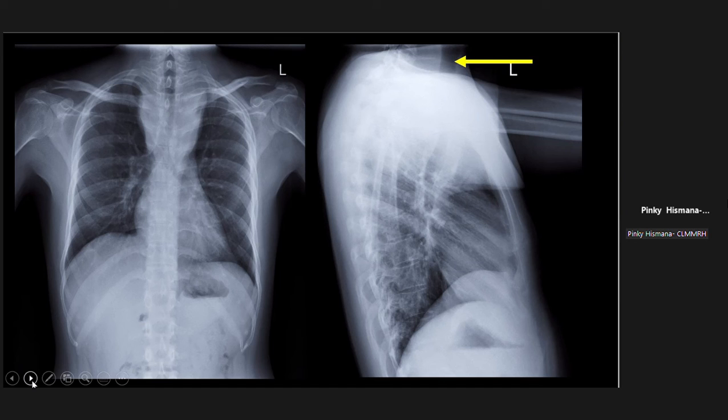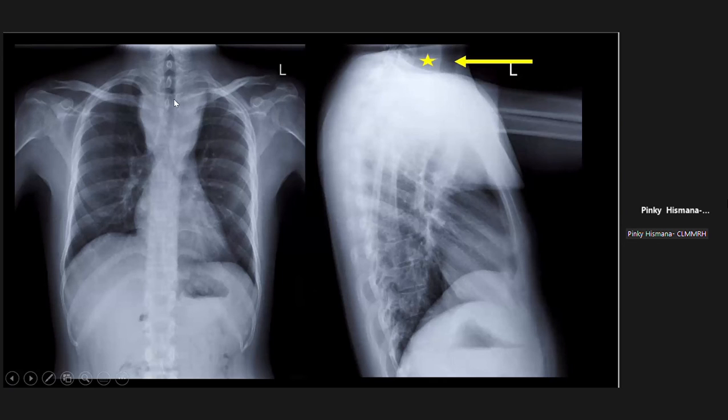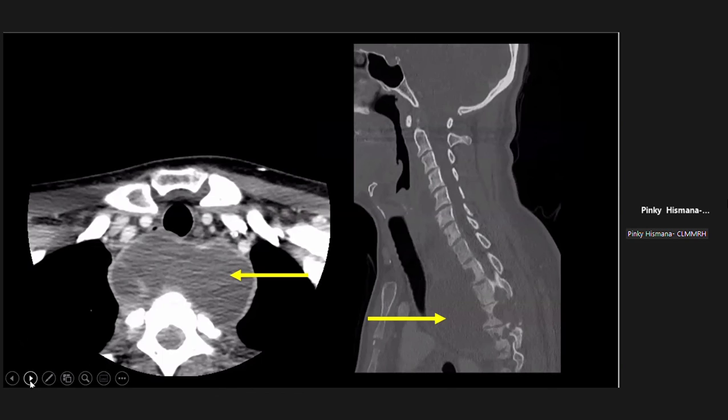So this is actually a case not of a thyroid mass which extended into your retrosternal area, but a case of an abscess which is located at your prevertebral space.